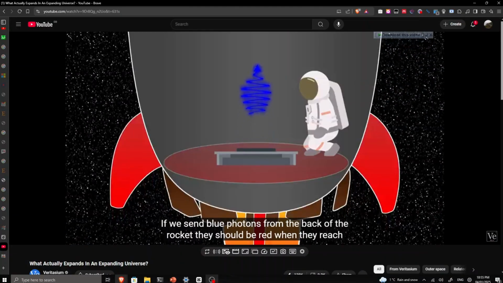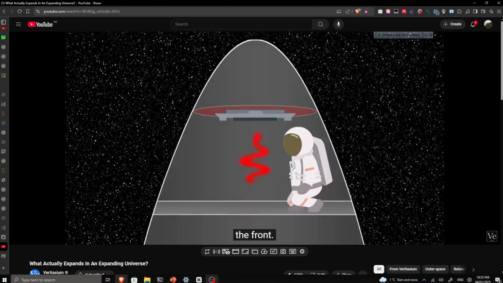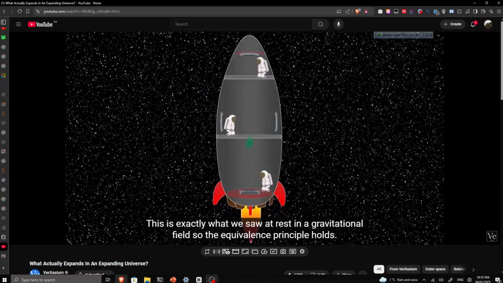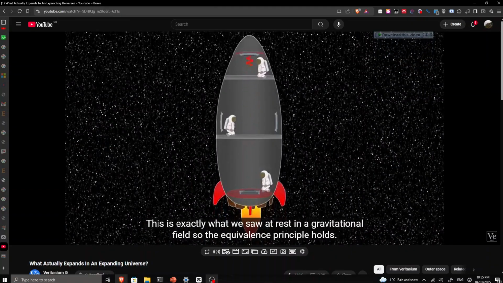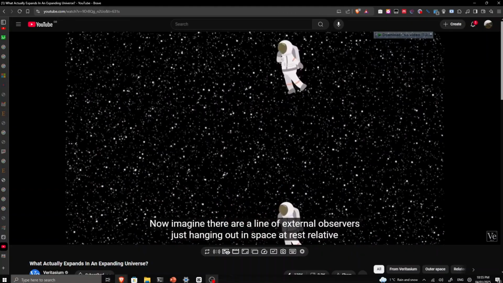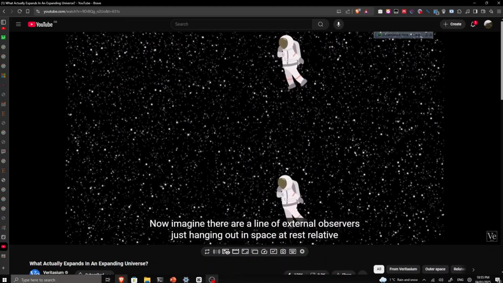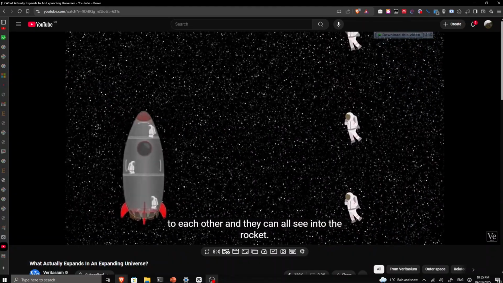If we send blue photons from the back of the rocket, they should be red when they reach the front. And in the middle of the ship, they would appear green. This is exactly what we saw at rest in a gravitational field, so the equivalence principle holds. Now imagine there are a line of external observers just hanging out in space at rest relative to each other, and they can all see into the rocket.